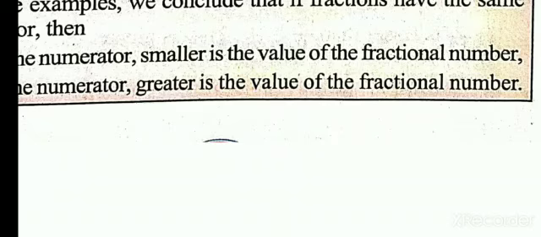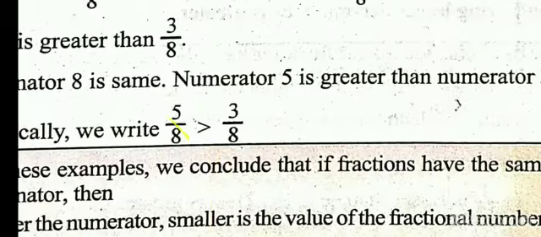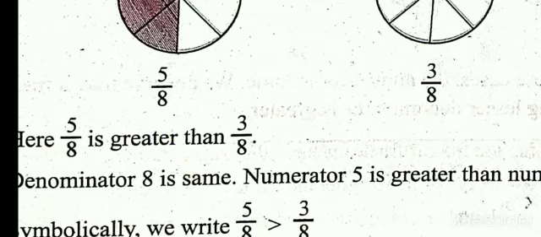So if the denominators are same, suppose 5 by 8 and 3 by 8, we can decide which number is greater and which number is lesser by seeing the numerator. If the numerator is greater, then the fraction is greater. If the numerator is lesser, the fraction is lesser. Only if the denominators are same. Okay.